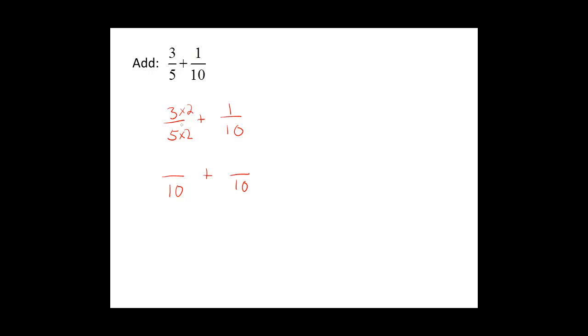Our new numerator is 3 times 2, which is 6. This denominator, 10, is the same. It did not change. So we do not need to multiply the numerator by anything. Now we have two fractions with the same denominator. Now we will add the numerators. 6 plus 1 is 7, and the denominator will stay the same. 6 tenths plus 1 tenth is equal to 7 tenths.